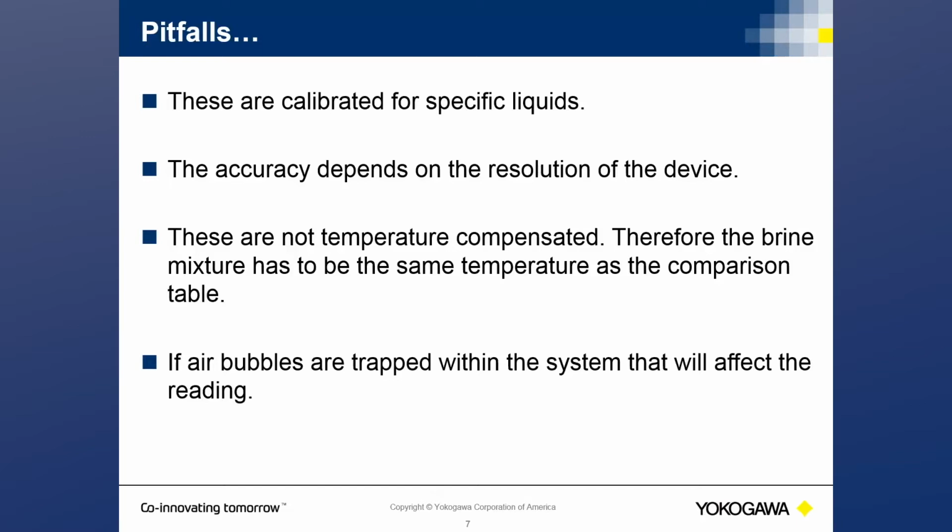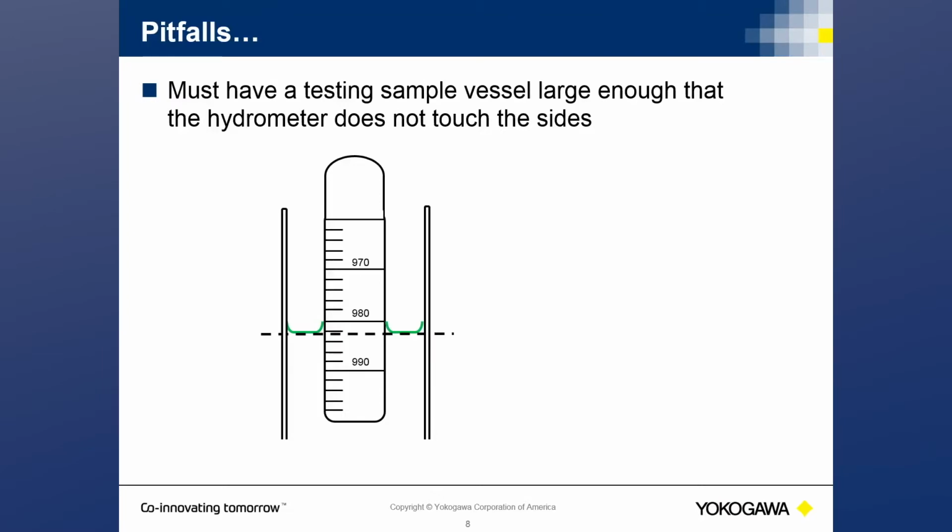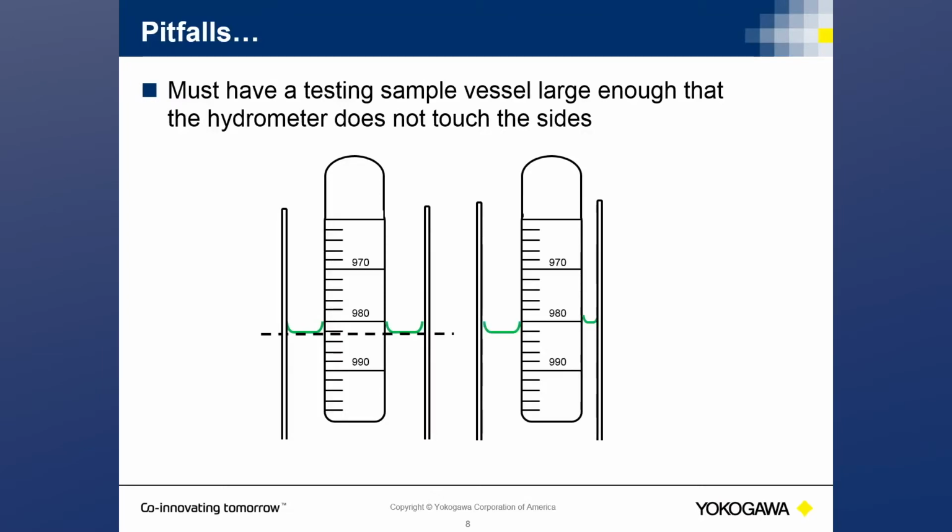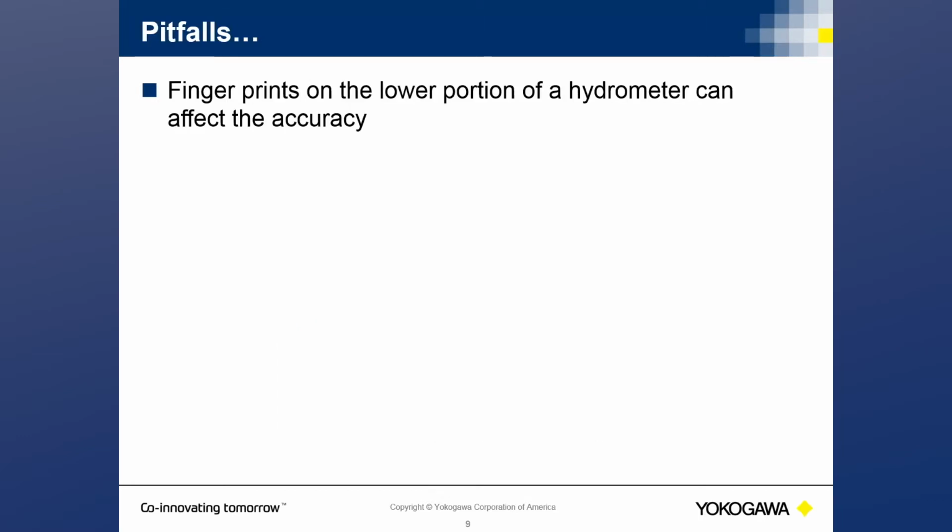If air bubbles are trapped within the system, they can cling to the hydrometer, causing it to float higher than it naturally would, giving you a false reading. Also mentioned before, proper test setup has to be done and a level reading is imperative to ensure accurate measurements. If a hydrometer is touching the sides of the measuring vessel, it will cause errors in the measurement reading itself. Another thing to be cautious of is that fingerprints on the lower portion of your hydrometer can also affect the accuracy by interfering with how the solution interacts with the glass.